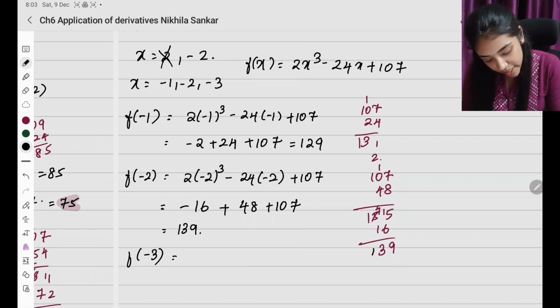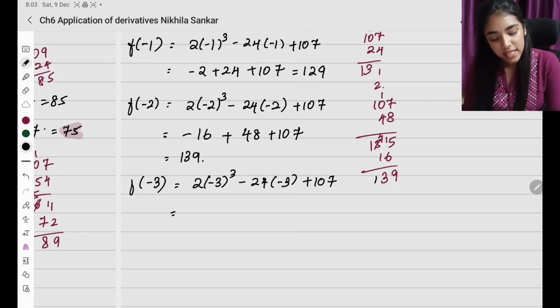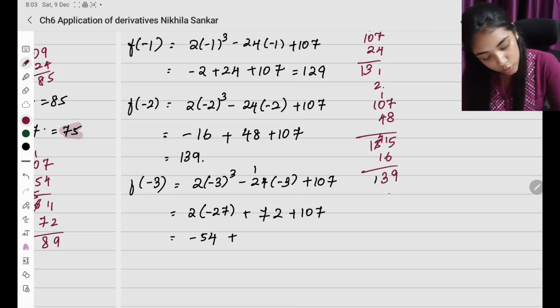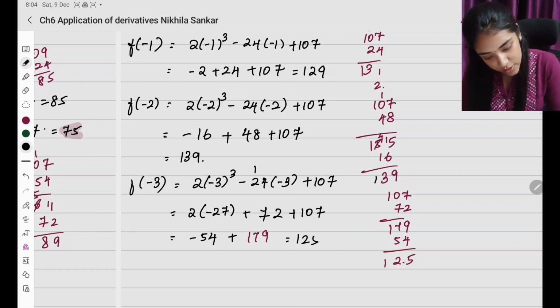This is going to be f of minus 3, which is 2 times minus 3 the whole cube minus 24 into minus 3 plus 107. This is going to be 3 3s are 9, 9 3s are 27. So minus 27 plus 4 3s are 12, 1 3 2s are 6, 72, plus 107. So this is going to be minus 54 plus 107 plus 72, which is going to be 179. So 179. When I subtract 54, I get 125. So the final answer is going to be 125.